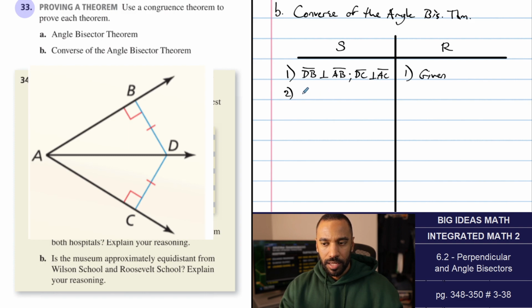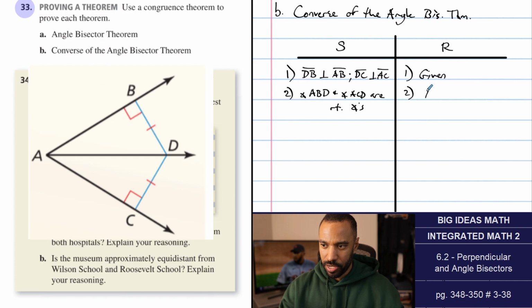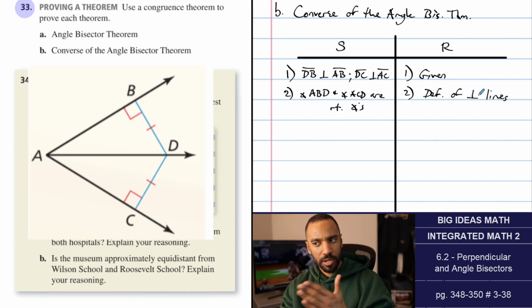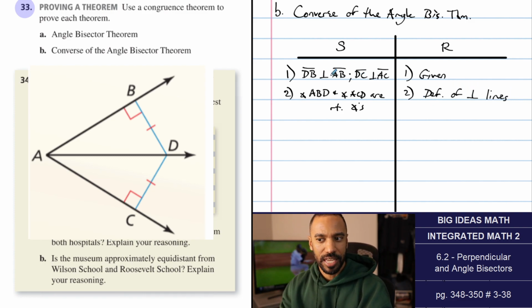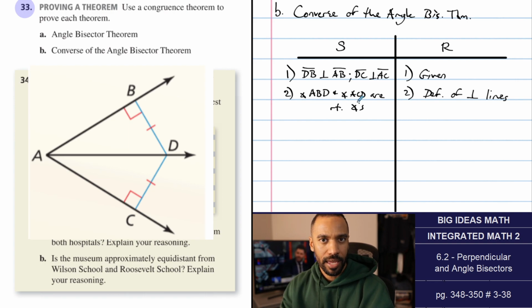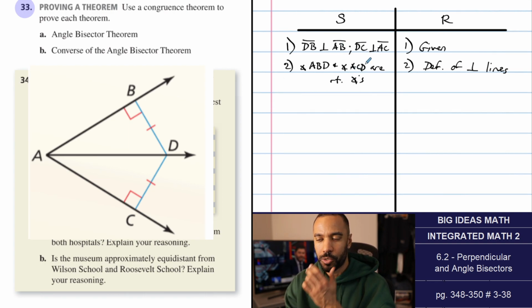So I'm going to say angle ABD and angle ACD are right angles. That's definition of perpendicular lines. Now, to talk about proofs really quickly again, why am I talking about perpendicular lines right here? Because it's based off of this statement. I talked about these being perpendicular. Them being perpendicular is what makes me able to say what I'm saying about right angles, right? This is the given that you would probably have in that situation.